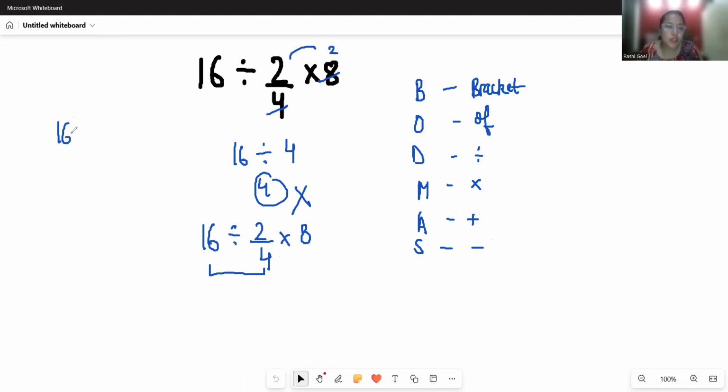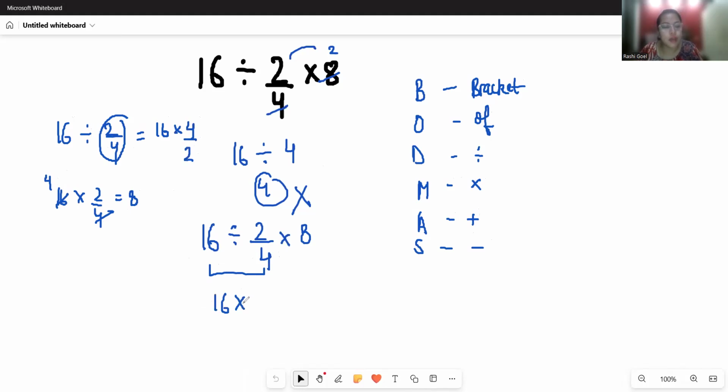There are two different things, that is 16 divided by 2 by 4, or 16 multiplied by 2 by 4. In this case, we can cancel out this with 4 times, and 4 times 2 is 8. But in this case, if we put the multiplication sign, we have to do the reciprocal of this. So this becomes 16 multiplied by 4 by 2 times 8. Now you can write this as 2. 16 times 2 is 32 times 8.